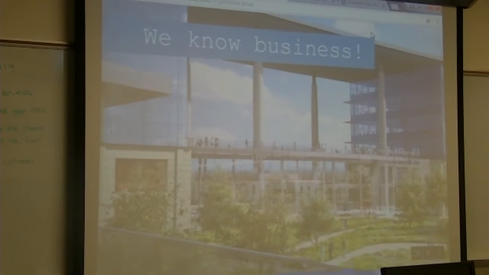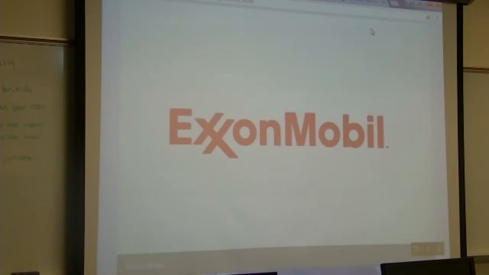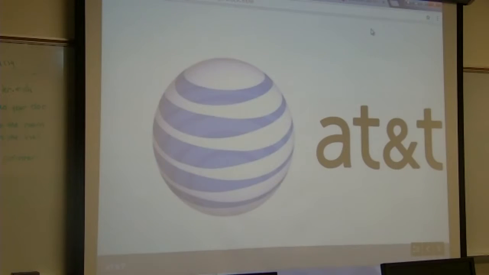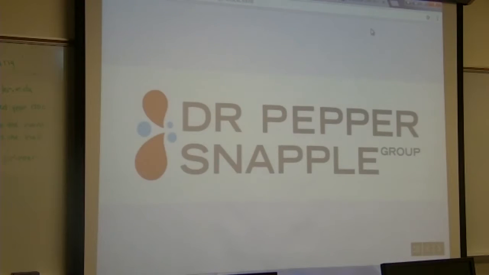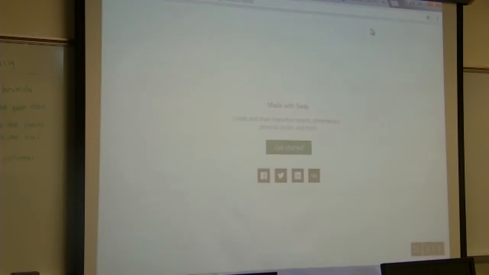This is the new Toyota campus in Plano. So Toyota North America relocated from California and just built their new one. So other big ones here. So this is just me, an example of adding lots of images all together. So ExxonMobil, Carl's Dallas Home, AT&T, Southwest Airlines, American Airlines, Dr Pepper Snapple. Everyone knows Dr Pepper. And then it talks a little bit more about some of the businesses that are located here as well.